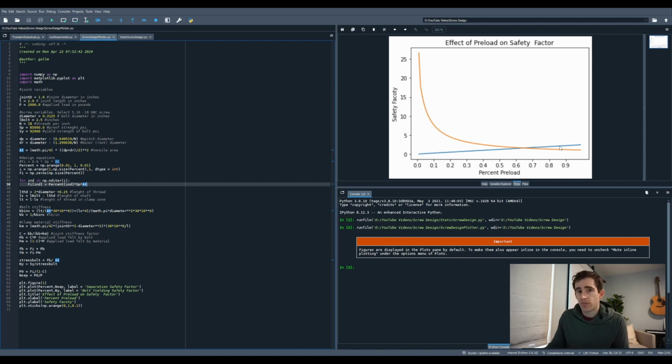But you don't want to go too much, right? You don't want to overload your screw in preload, because then any load applied is going to yield it. So you just have to keep that in mind. I think this is an example of why Python is a good tool for these kinds of design problems, because we can look at a bunch of different options and a bunch of different preloads and factors involved in our designs to better understand what's going to make a good design.